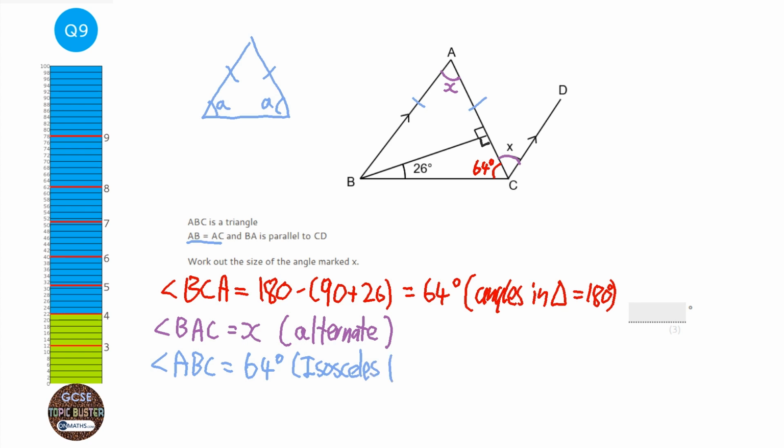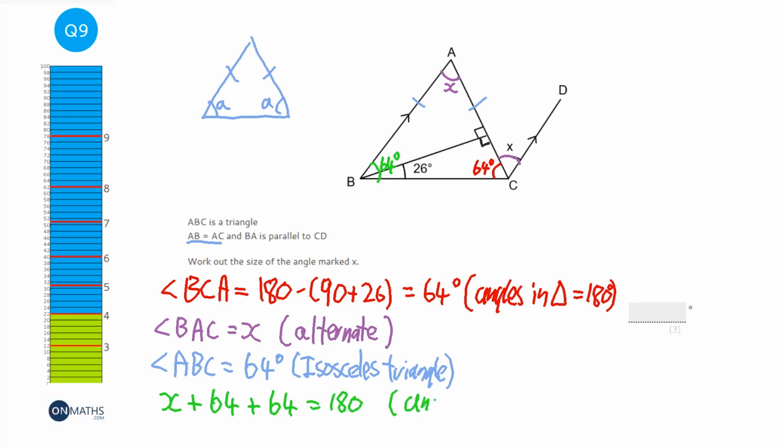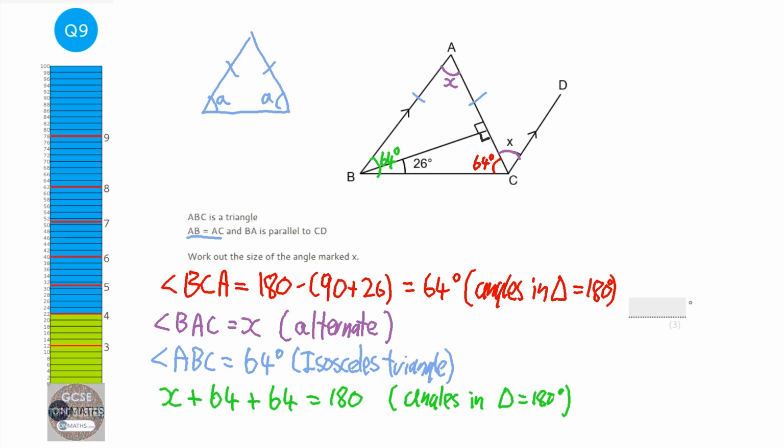Isos, because it's an isosceles triangle. Now we've got all of the angles, so we know that x plus the 64 at the bottom plus the 64 on the right hand side, so 64 on the left hand side plus 64 on the right hand side, we've got the 64 there from the previous question, equal 180 degrees, because again angles in a triangle equal 180 degrees. So we can finish it off by solving it.